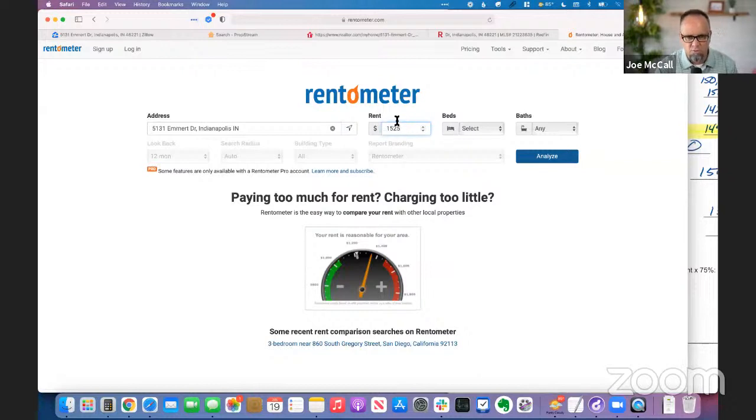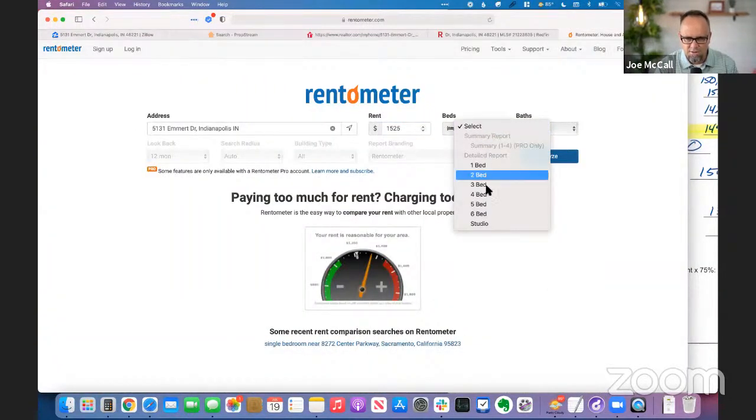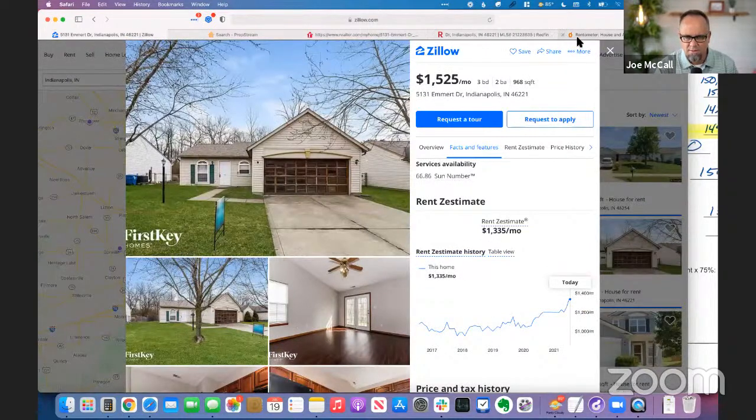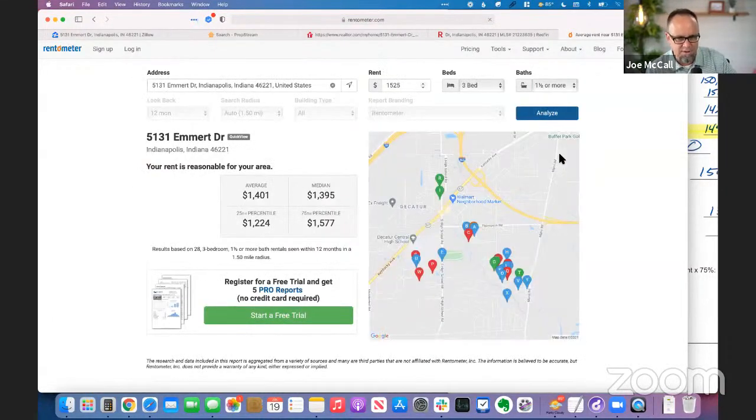So I'm going to put 1520. They want you to put in the rent that they're currently asking for, and they're asking 1525. And it's a 3-bedroom, 2-bath. And you click analyze, and it'll analyze. It's going to tell you what the average market rents are: 1,400, median 1,395. At 1,525, it says your rent is reasonable. So I'm just looking at this. They have good rental comps here.